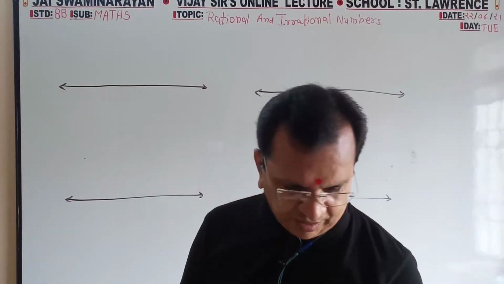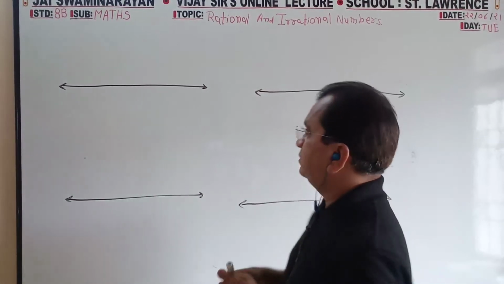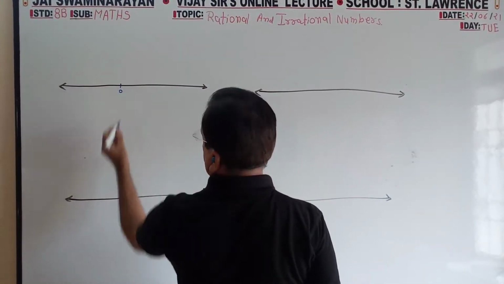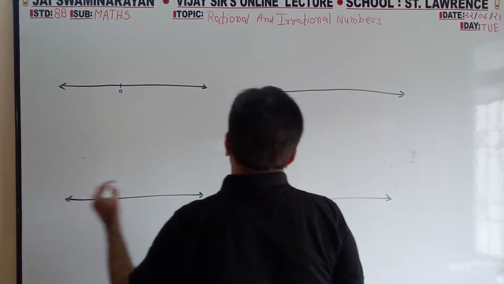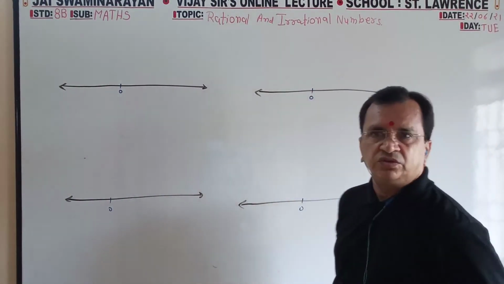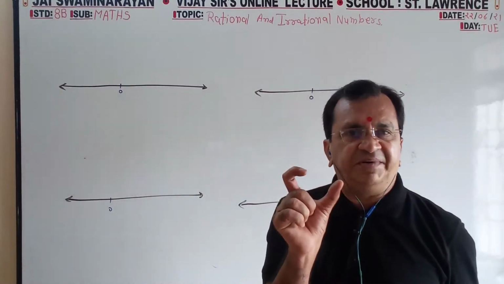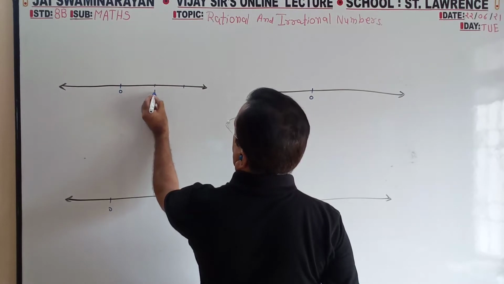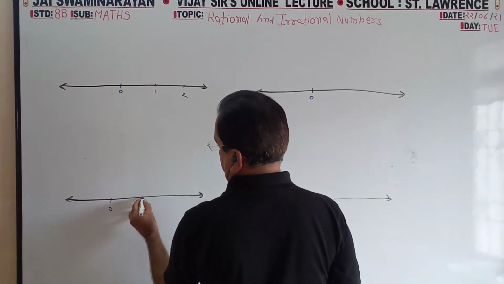On every number line, mark zero slightly on the left side. Take a 3 centimeter distance: at 3 centimeters mark 1, at the next 3 centimeters mark 2.